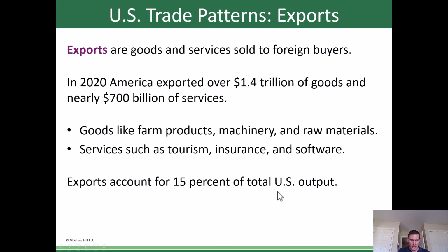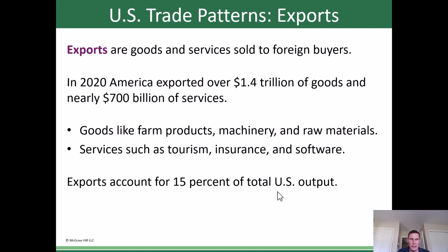Now, as far as exports go, we can just think of the exact opposite. Exports are goods and services that are sold to foreign buyers. So, in 2020, America exported over 1.4 trillion of goods and nearly 700 billion of services. So, obviously, we're exporting about two times the amount of goods than we are services.